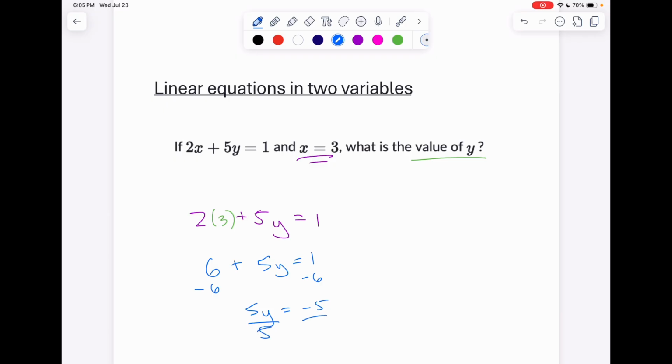Divide both sides by 5. I'll get that y equals -1 in this situation. Now, if x was something different, so would y be. So keep your eye out for linear equations with two variables. Also notice if they didn't give us this, we wouldn't be able to solve for y. There wouldn't be enough information. So please remember, if you have one equation, you can solve for one variable; two equations, two variables; three equations, three variables, and so on.